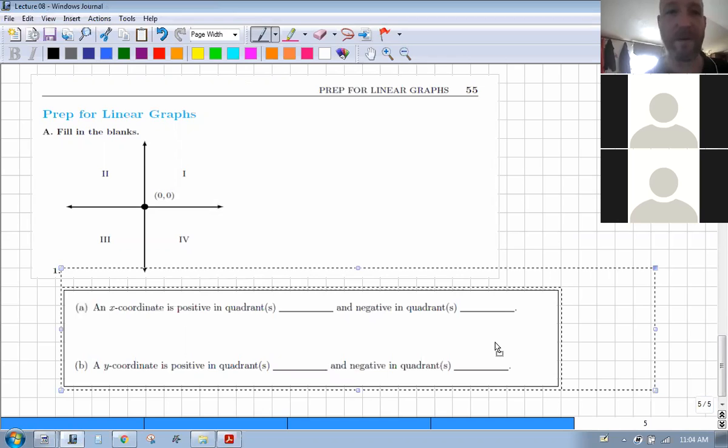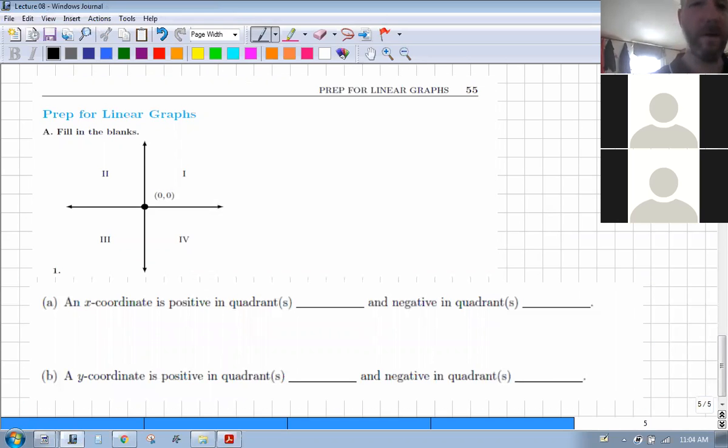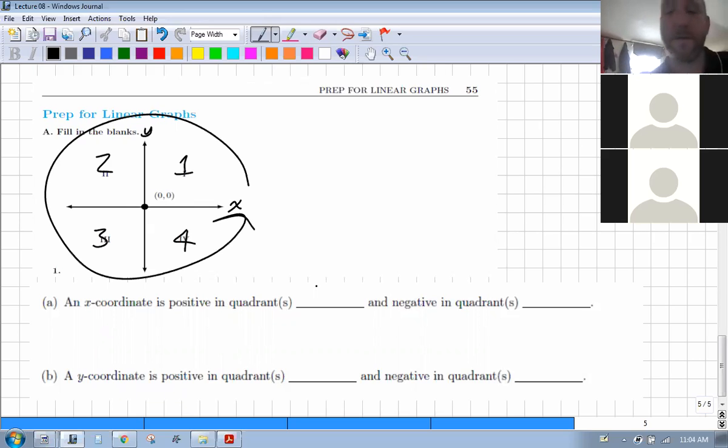So here we have our X and our Y axis, and our quadrants are labeled 1, 2, 3, 4. Notice they go counterclockwise.